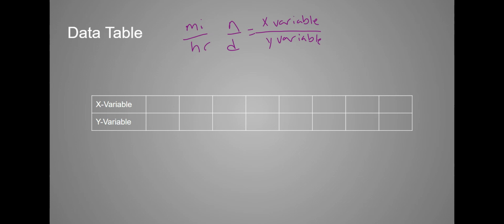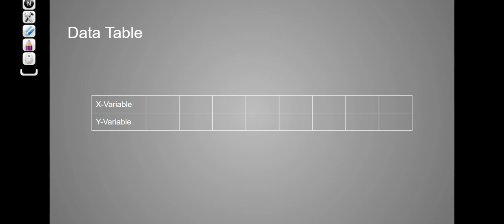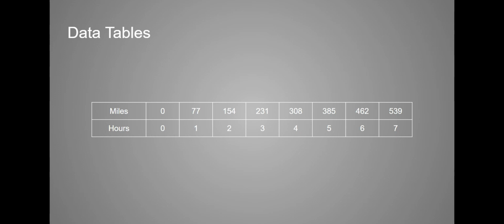So let's go ahead, pause the video, create a data table for the previous example of the Yellow Jackets, where this is miles and this is hours. We'll start at 0, 0, and I'll give you the next coordinate point of 77 miles in 1 hour. Go ahead and complete this data table. Now that you have your data table filled out, it should look something like this.